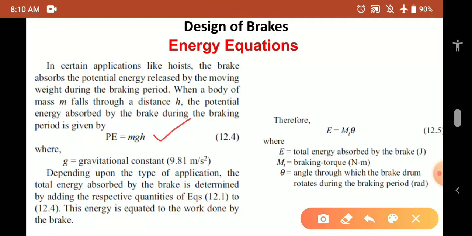So therefore this total absorbed energy E is equal to Mt into theta, where Mt is the braking torque in Newton meter, and theta is the angle through which the brake drum rotates during the braking period in radians. So that means this total energy absorbed by the brake is nothing but the work done by the brake.